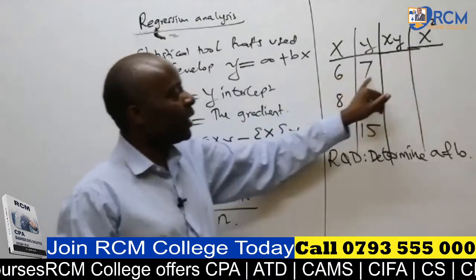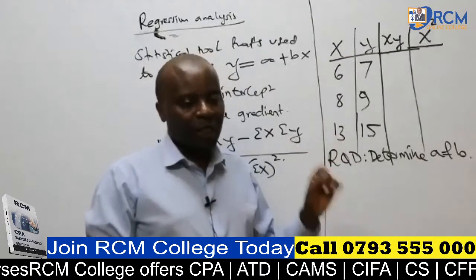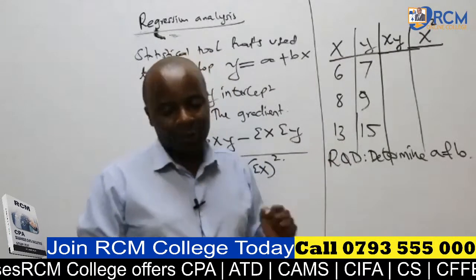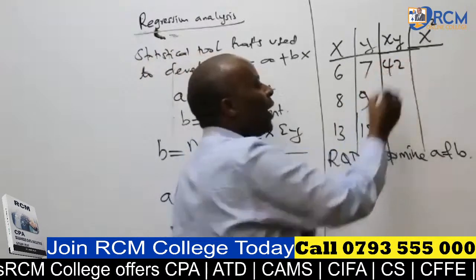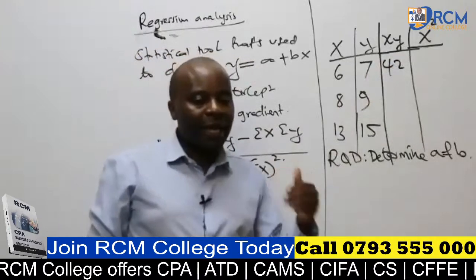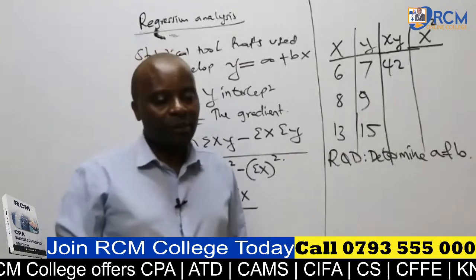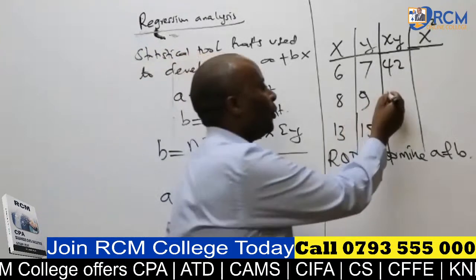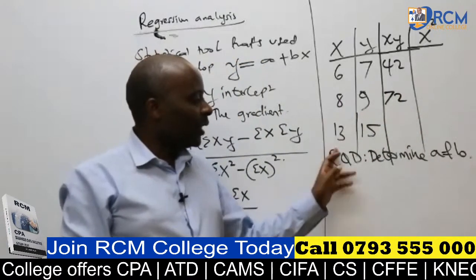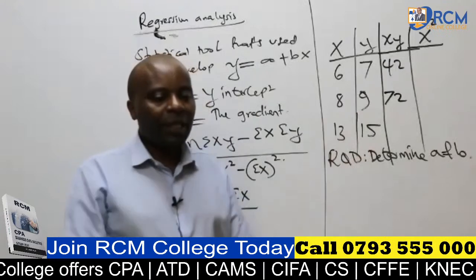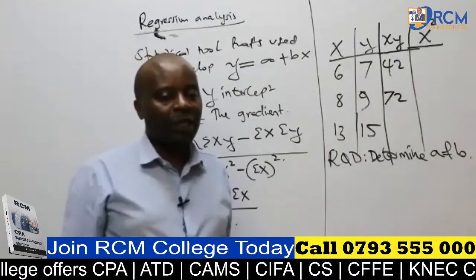So I need the column of xy first. What is 6 times 7? Please give me the multiples. 42. How about 8 times 9? I know the multiples, but I would want you guys to be engaged in this. 72. The third one: 13 times 15 gives me what figure?